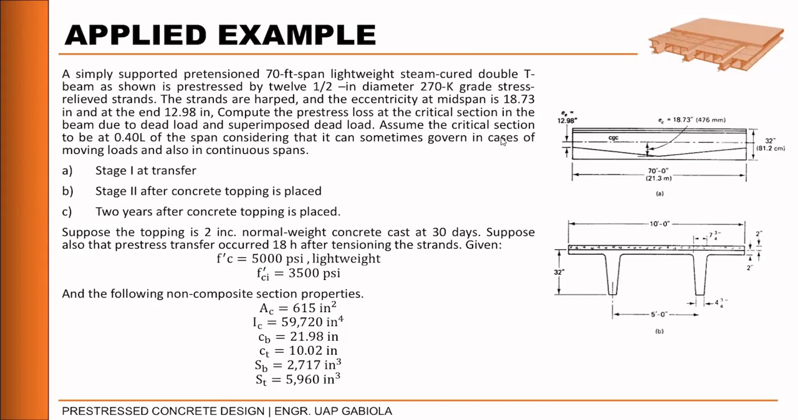So meron tayong simply supported na pretension, okay? Pretension yung system natin. And then yung concrete natin is lightweight. Steam cured tayo. So babalikan natin yung formula mamaya nung para sa may steam cured, no? Double T beam as shown is pre-stressed by 12 1-inch diameter 270K grade. Stress relief siya. Okay? The strands are harp and the eccentricity at midspan is taken as 8.73 inches and at the end 12.98 inch. Compute the pre-stress loss at the critical section in the beam.